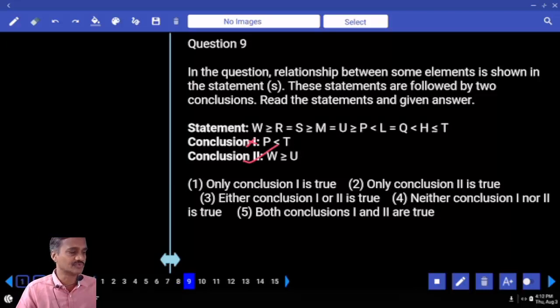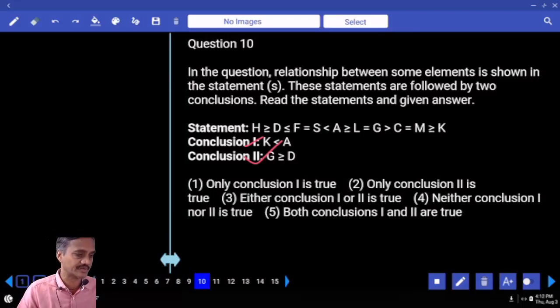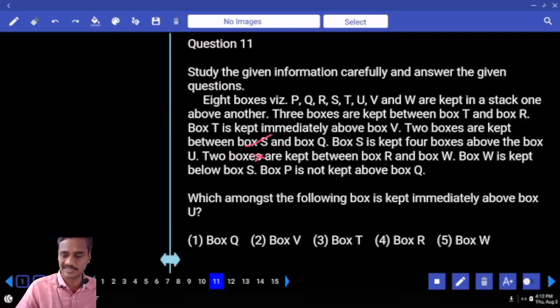Then next, ninth one, P and T. Now between P and T, P lesser than T, definitely 2. And W and U, W greater than or equals to U, definitely 2. Hence both 1 and 2, that is the choice for question number 9. And 10th one, K and A. A is here, K is here. Between A and K, A greater than K, K lesser than. D and G: between D and G, opposite symbol, no relation can be drawn. Hence only one, that is choice 1, question number 10.